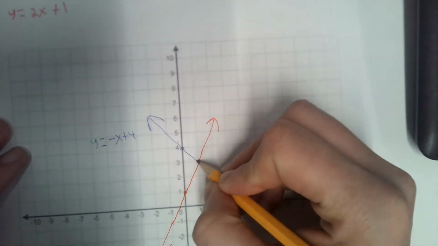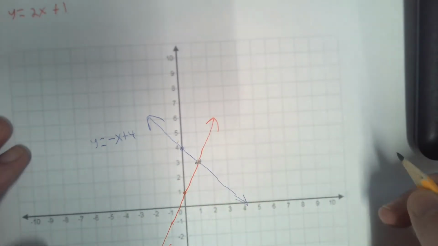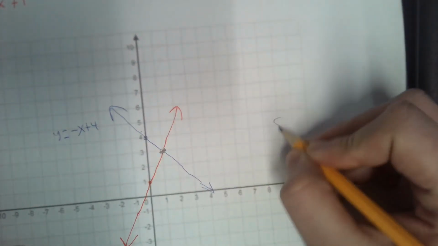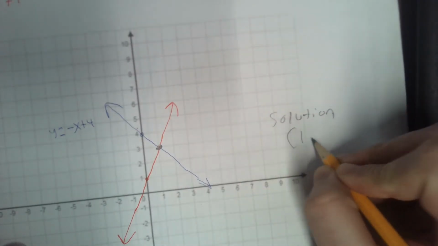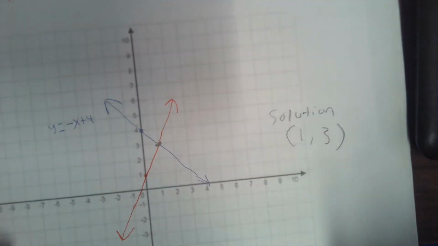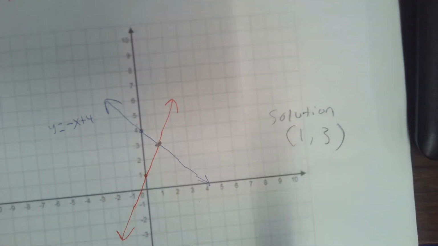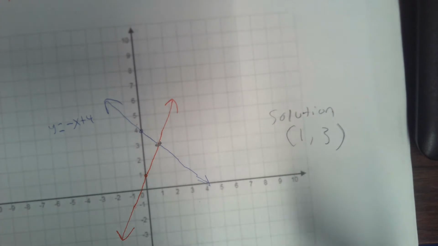And the solution is just the point where they intersect. So your solution would be 1, 3. And that's what you would select on the Kahoot. You would select 1, 3.